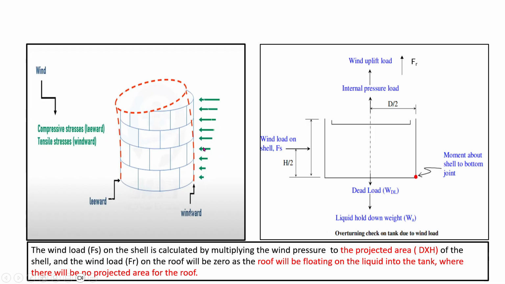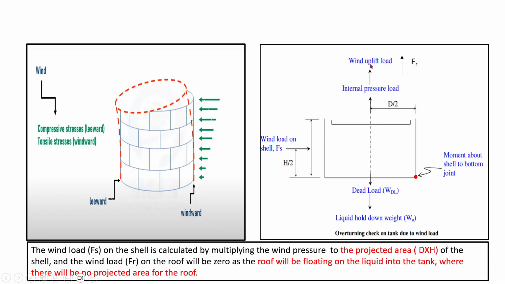Wind is flowing in one direction only, so the projected area will be the diameter D into H. If you know the velocity, you can calculate the pressure, and pressure into area will be the force acting on this side. On the windward side it will be tension, and on the leeward side the tank will be subject to compression. And now you see the bending moment due to this force. What bending moment takes place?